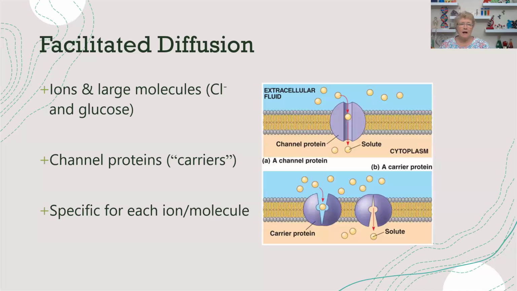Mostly it's things like ions and large molecules like chloride and glucose. And they move through these channel proteins. They're like carriers. Now there's one for each kind of molecule. Glucose is going to have its own channel protein. Chloride is going to have its own channel protein. So chloride doesn't go through the glucose protein channel, right? So there's a lot of different kinds in there. Again, this is passive transport. No energy is required for this.